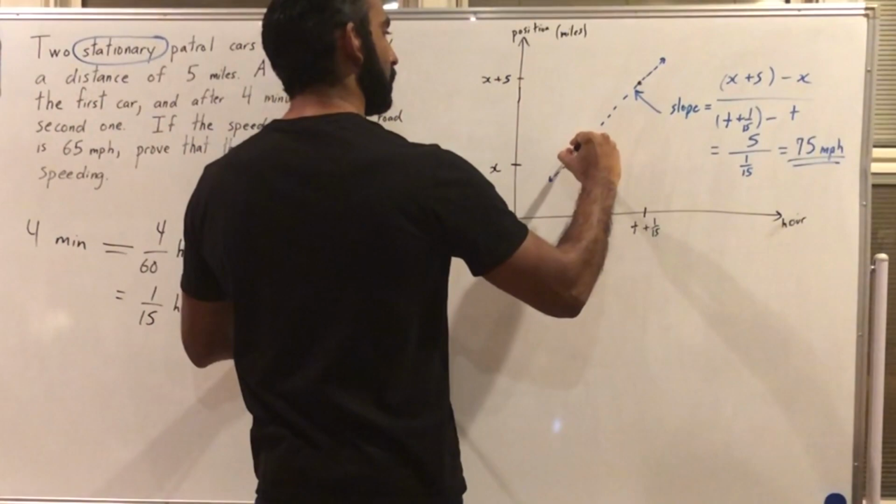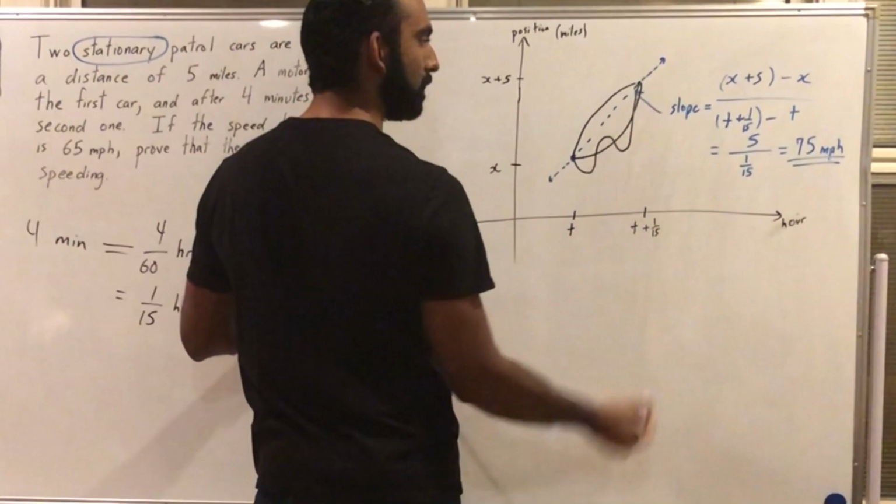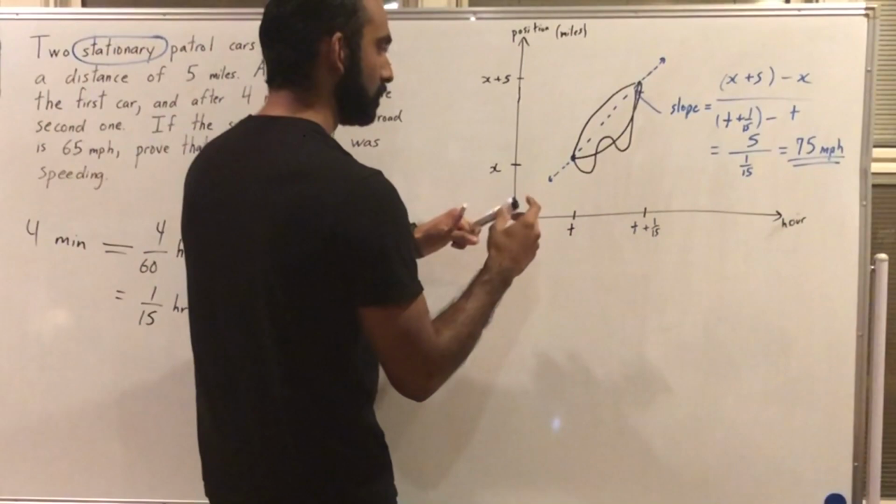If you took something like this, or if you took something like this, whatever he did, maybe he did something weird, like that. Okay, but no matter what position function he took, you'd have to go at least 75 miles per hour at least one spot. At one spot, yeah.